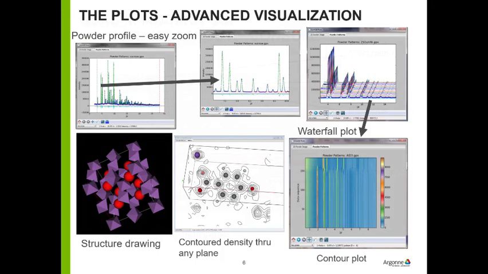Okay, the plots. The whole point of the plots is that every time you've got information which is numeric, I want to show you a picture of whatever it is. So obvious things are powder patterns, which you can then zoom in on. If you've got multiple data sets, you can create so-called waterfall plots, which look like this. You can shift the relationship between one data set and the next, globally. You can shift them to the left, to the right, or up or down. Alternatively, you can draw it as a contour plot, which looks something like this.